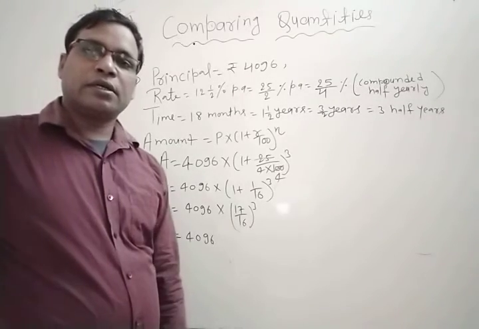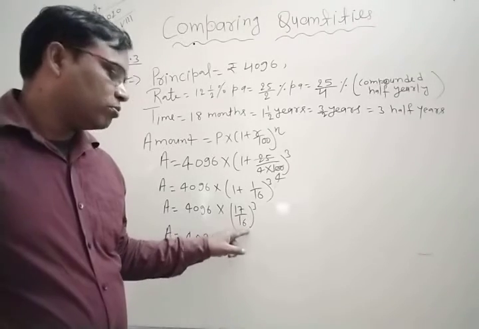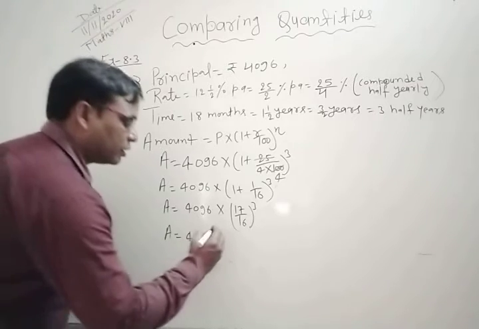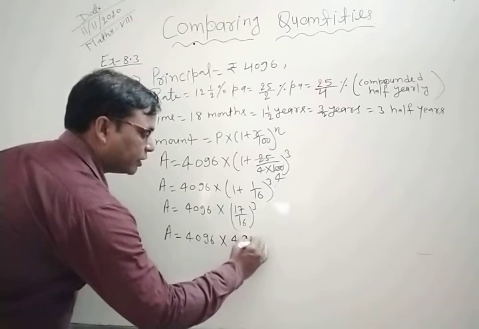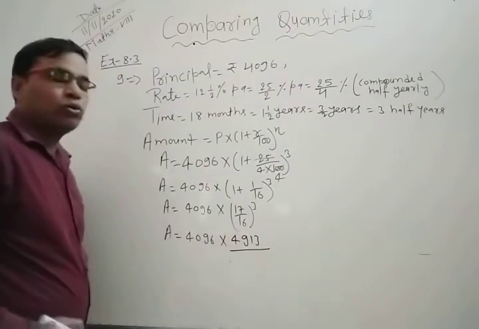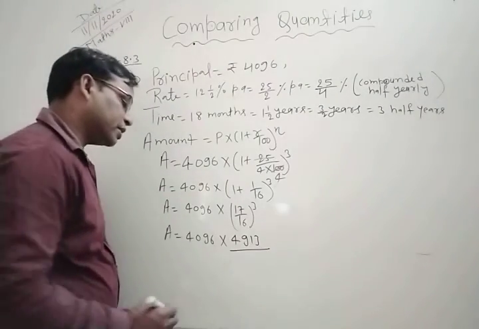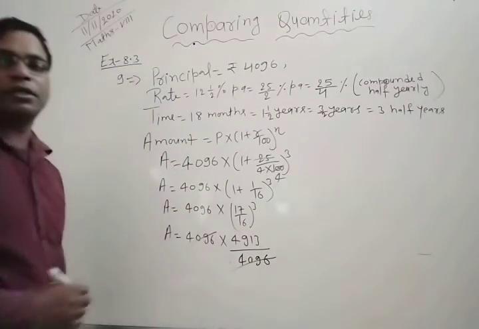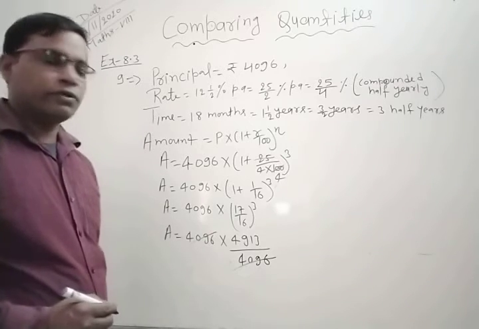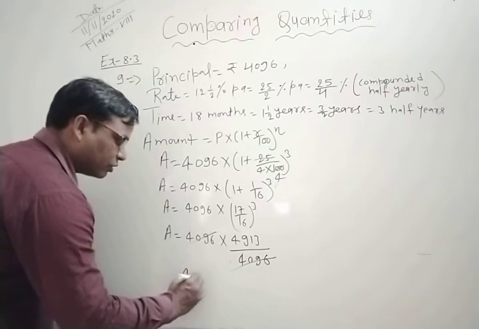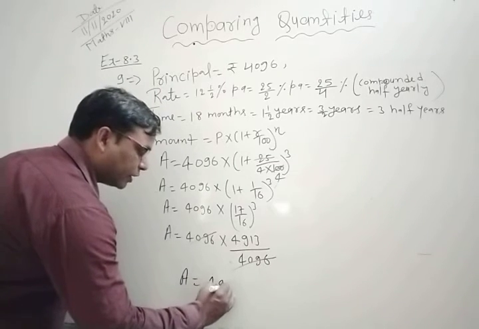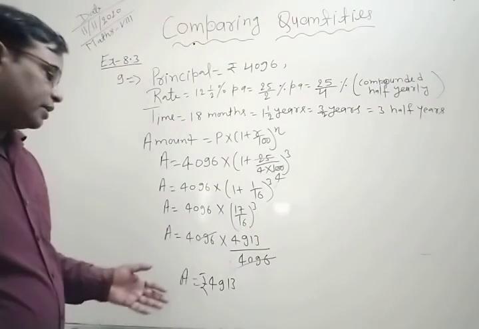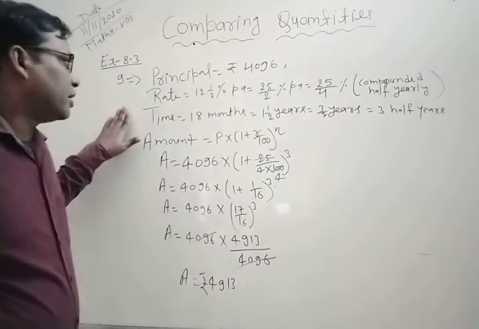Cube of 17 by cube of 16. So cube of 17 is equal to 4913, divided by the cube of 16, which is equal to 4096. 4096 will be cancelled. So you can see the amount is equal to 4913. Clear? So here you can see we found the amount for question number 9.